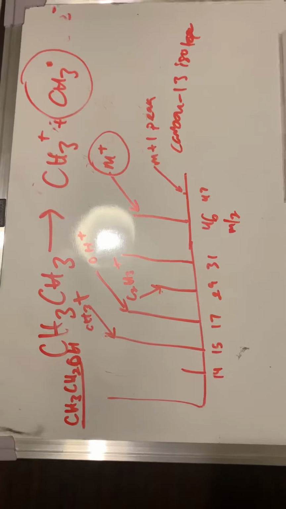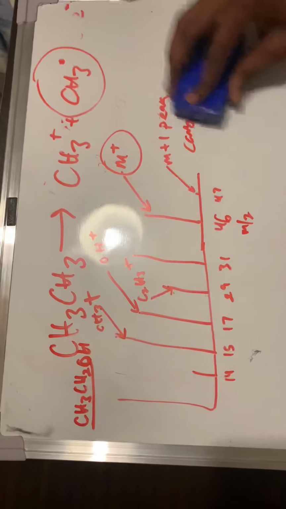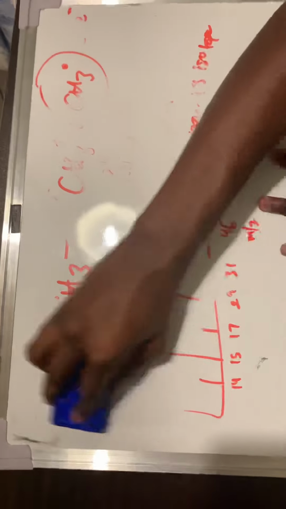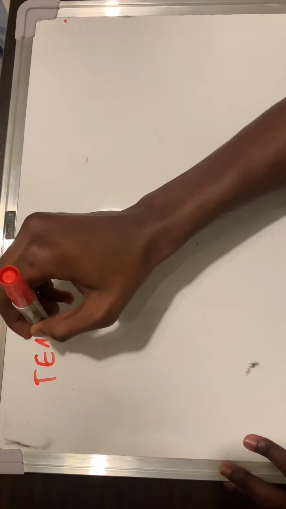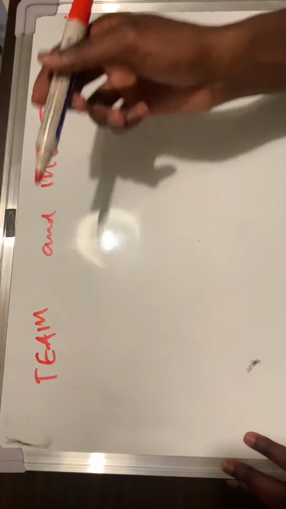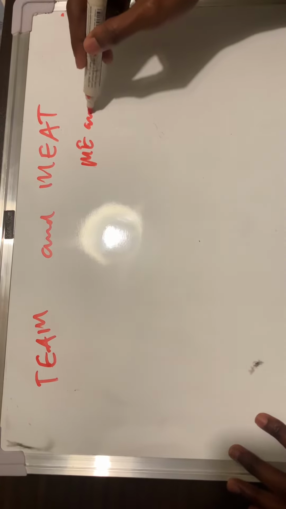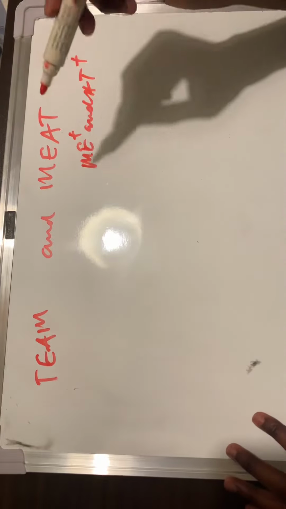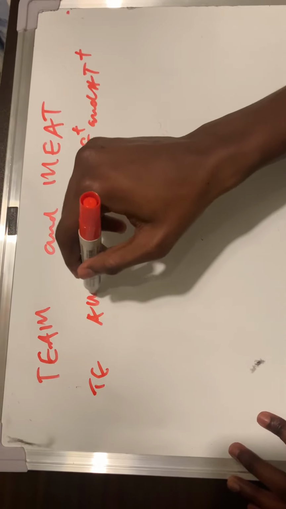So in order to simplify all this, I will use examples such as words. Let's say I have two words, team and meat. Both of these words have the same letters, but meat can form fragments such as ME and AT. Don't forget the positive signs, plus ions, while team cannot form these ions. They can only form TE or AM plus ions.